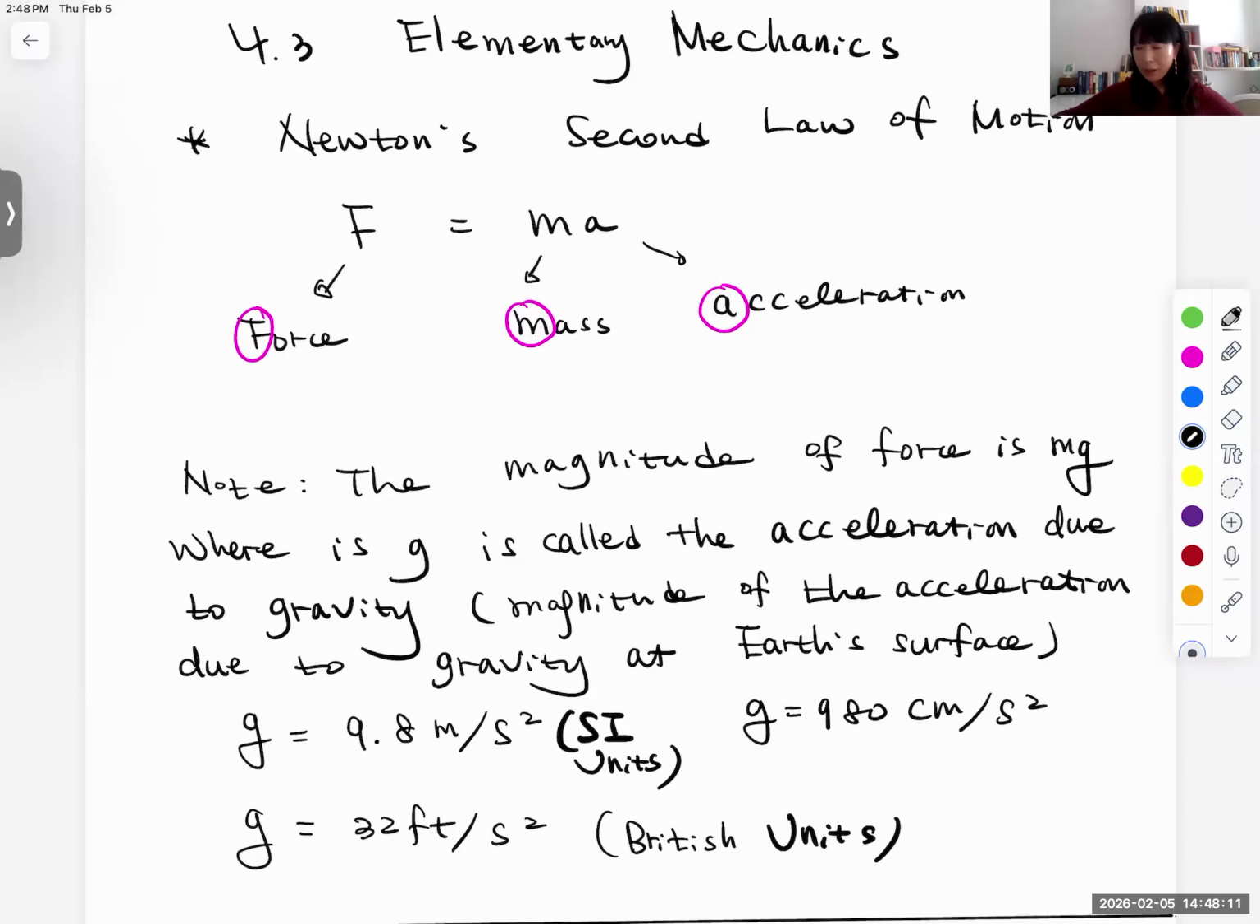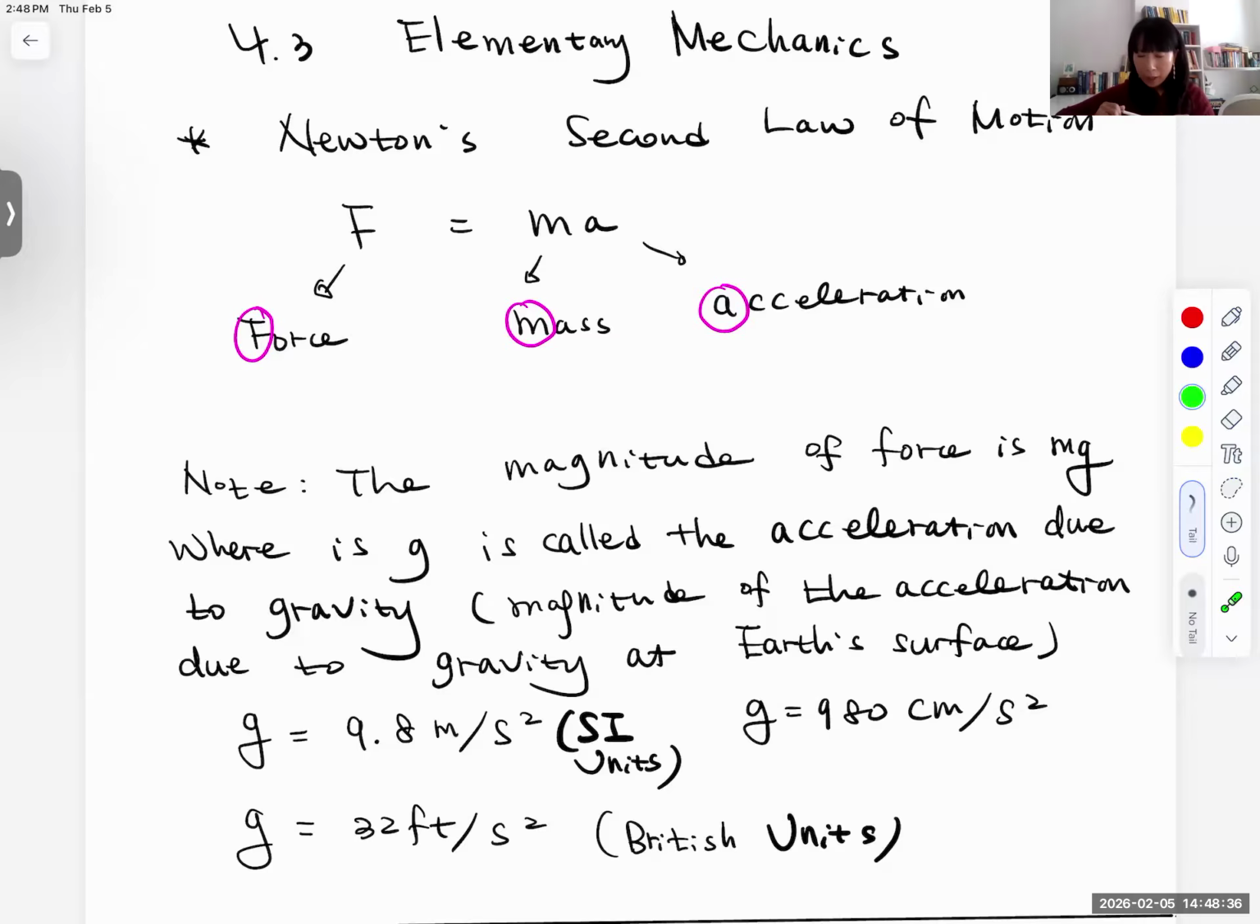We have F equal to ma as the formula for Newton's second law, right? F stands for force, m stands for mass, and a stands for acceleration. So F equal to ma: force equals mass times acceleration.